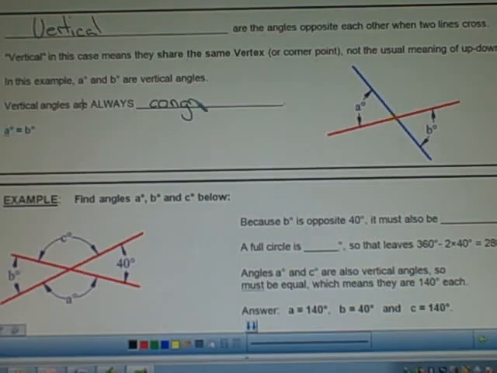So this is very important to remember because whenever we're looking at an angle, if we know what angle A is, then we can automatically know what angle B is because they're vertical angles and thus congruent.